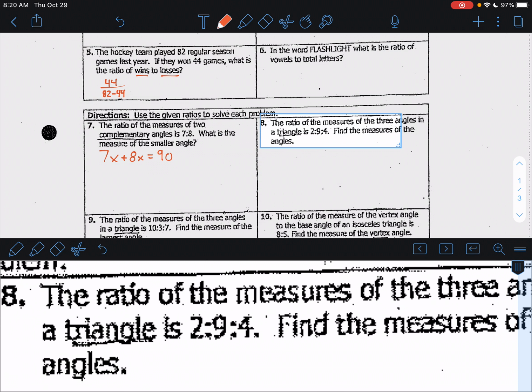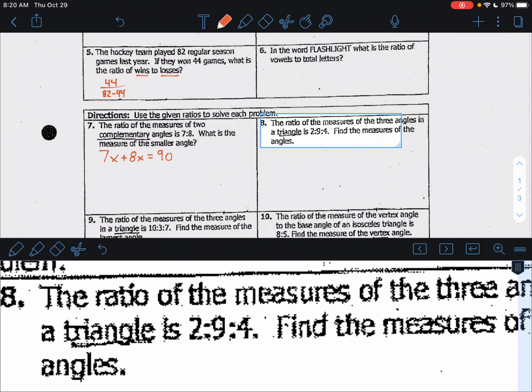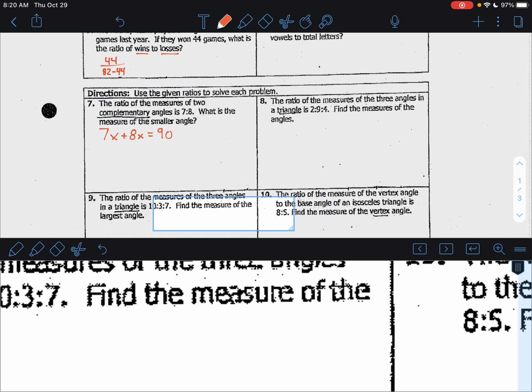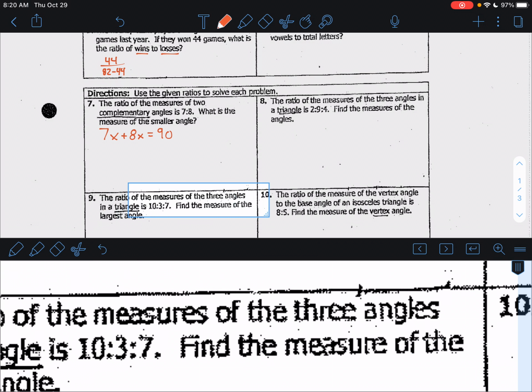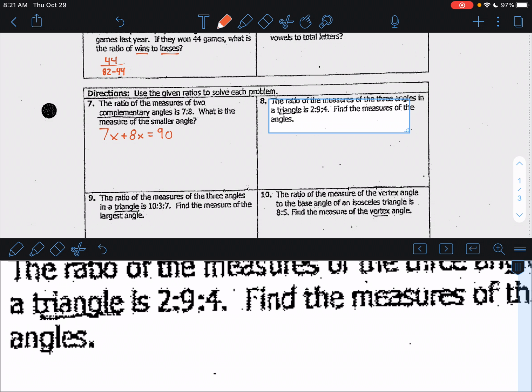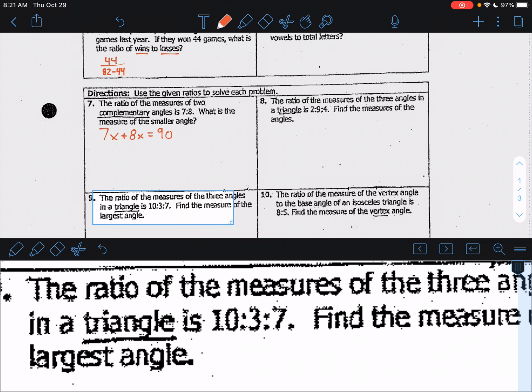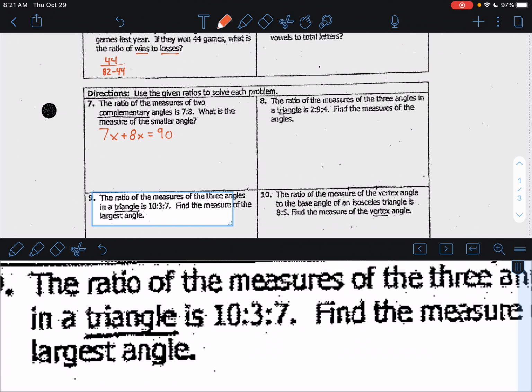For number 8, 2x plus 9x plus 4 equals 180 because it's the angles inside a triangle. Number 9 also adds up to 180. However, pay attention to what it's asking you. For number 8, it says find the measures of the angles. So it wants you to find all 3. You should have 3 answers. For number 9, it says find the measure of the largest angle. So the largest angle is just going to be this one with the 10. So once you solve for x, you would just do 10 times x, and that would give you your largest angle there.